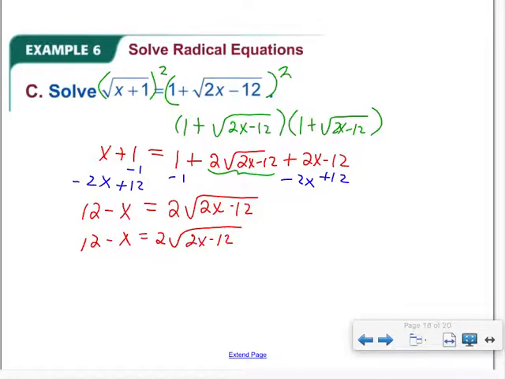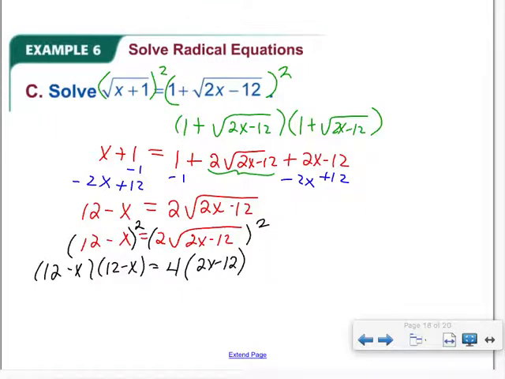Here's where people can mess up. When we square this left side, we're going to have to distribute. When we square the right side, don't forget about that 2 sitting in front. It's going to get squared. So the left side is going to be 12 minus x times 12 minus x. The right side is going to be 4, because we have to square that 2, times the radical inside's 2x minus 12. And put that 2x minus 12 in parentheses, so you remember to distribute that 4 in.